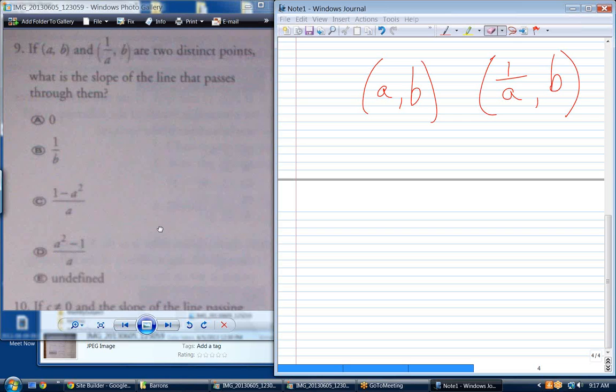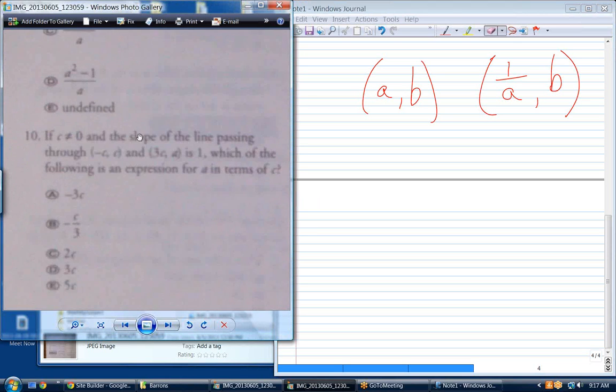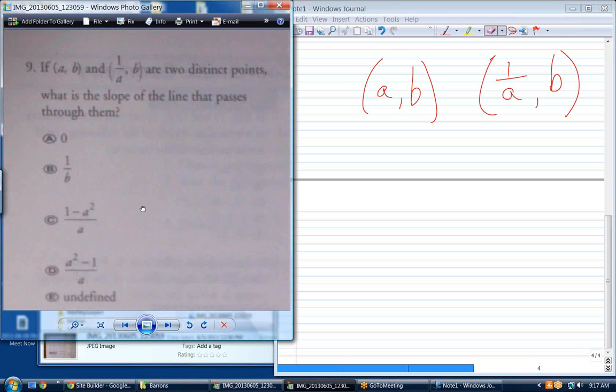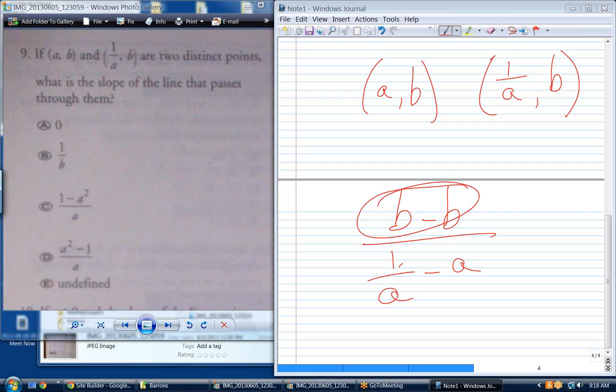Okay. Notice on that last one, what we did not want to do was fool around with the algebra involved in solving for the denominator. That would have been a total waste of time. As long as the numerator is 0, the slope is going to be 0.